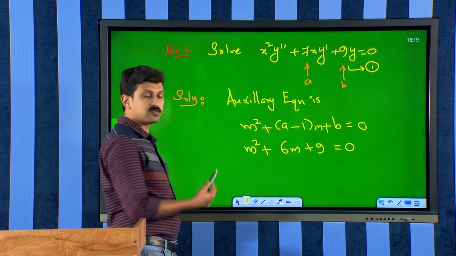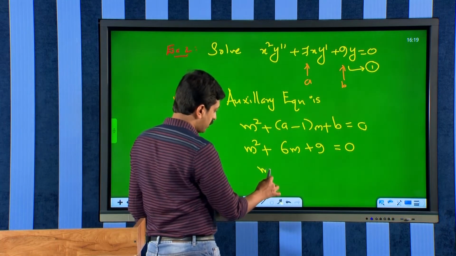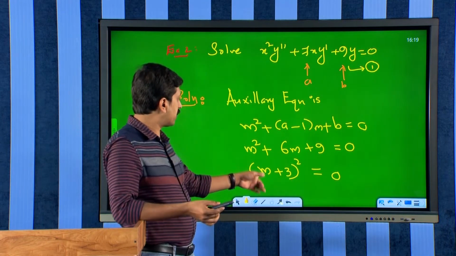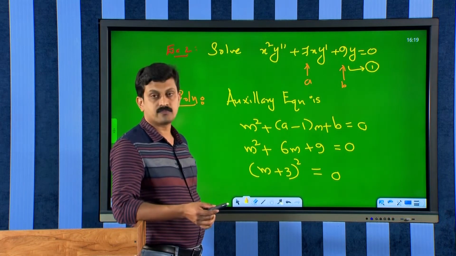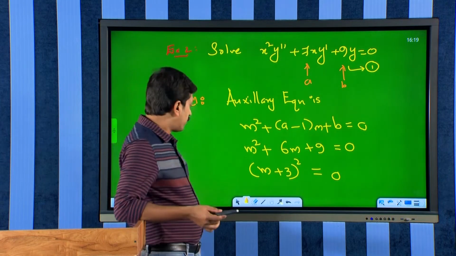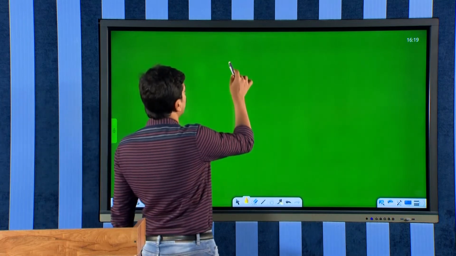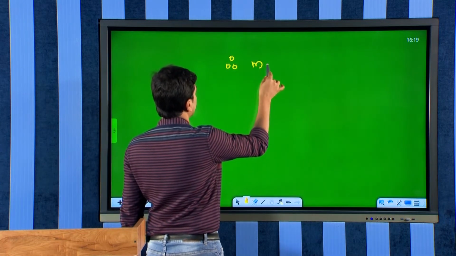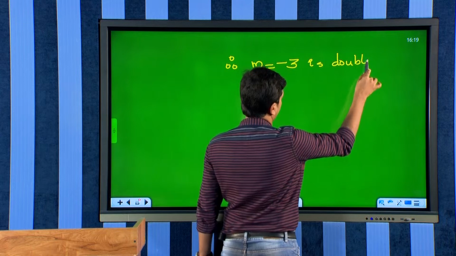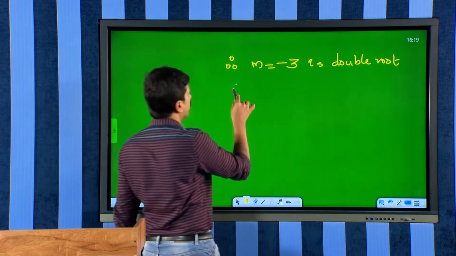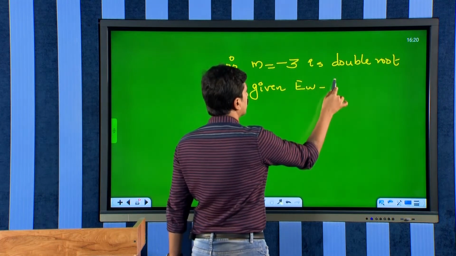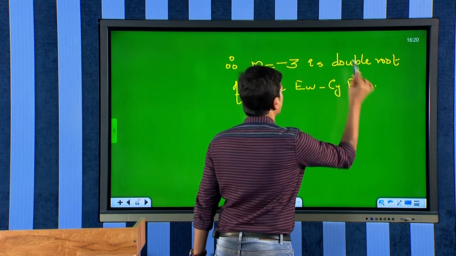So, dear students, m square plus 6m plus 9 is equal to (m plus 3) the whole square equal to 0. If you try to expand, m square plus 2 into 3 m, that is 6m, plus 3 square, that is 9. So (m plus 3) whole square equal to 0. From here we understand that m is equal to minus 3 is a double root of the given Euler-Cauchy equation.